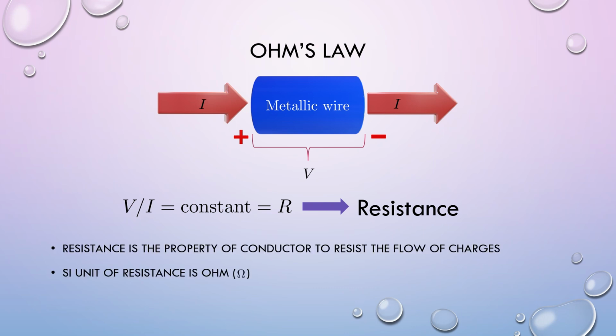Resistance is the property of a conductor to resist the flow of charges through it. At a given temperature, the resistance is given by the ratio of the potential difference across that conductor and the current flowing through it. The SI unit of resistance is ohm.